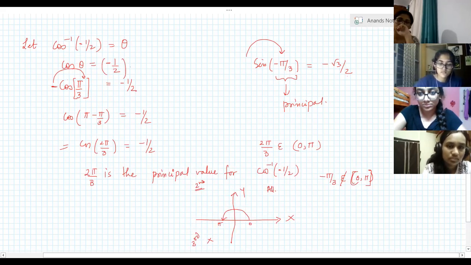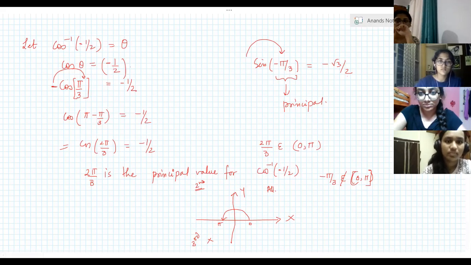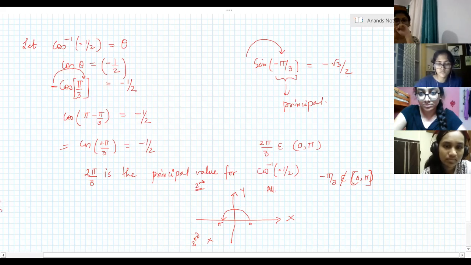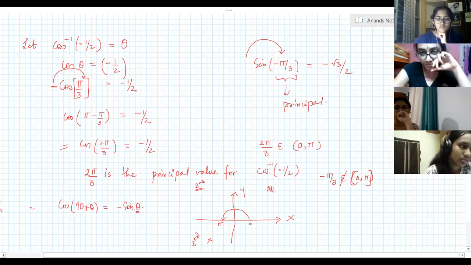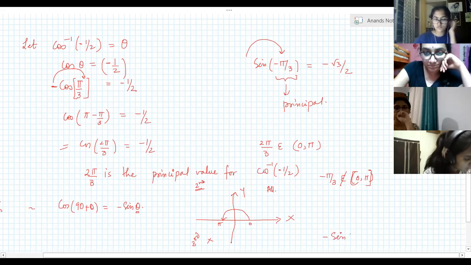Cos of 90 plus theta. Cos 90 plus theta is minus sine theta, isn't it? Because I want the second quadrant, I used 90. So cos of 90 plus theta is equal to minus sine theta. What value of theta is going to give you minus half? Minus sine 30. Correct, no, guys?